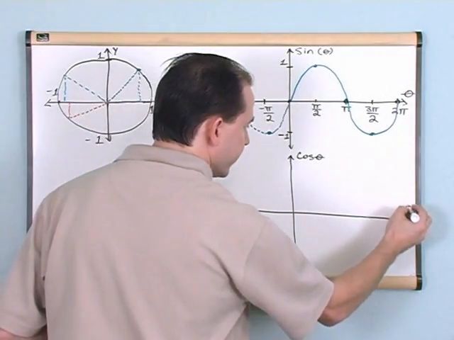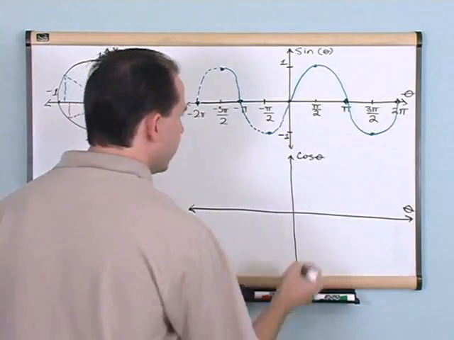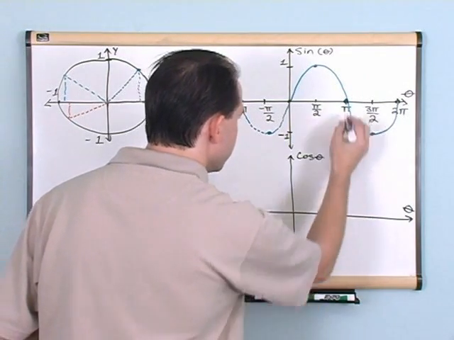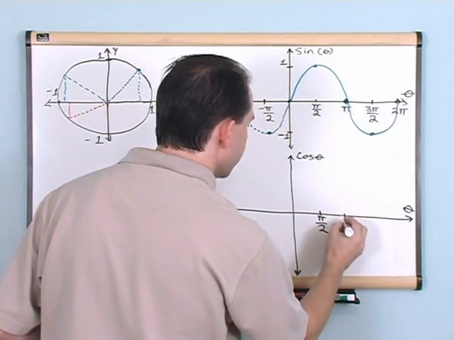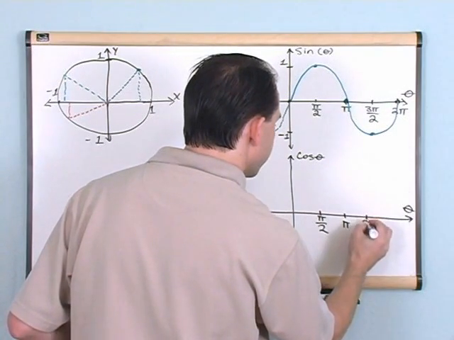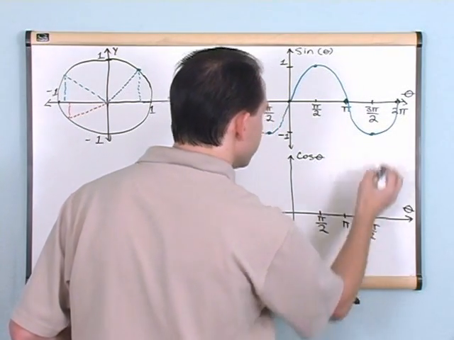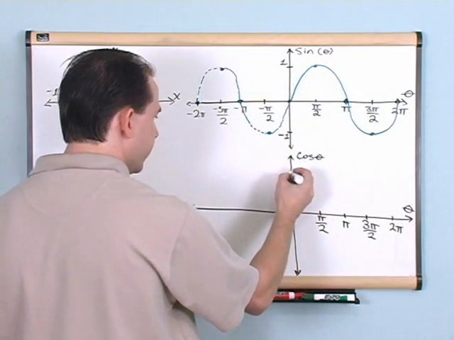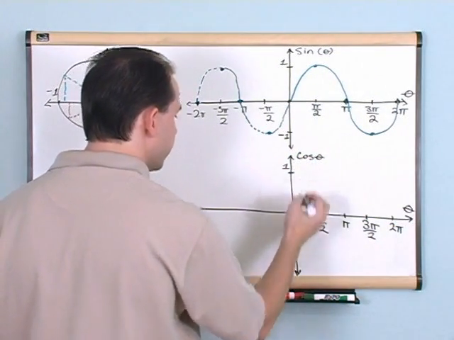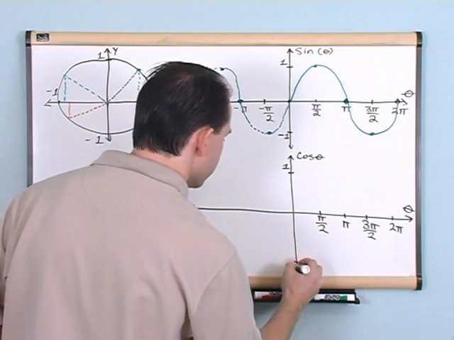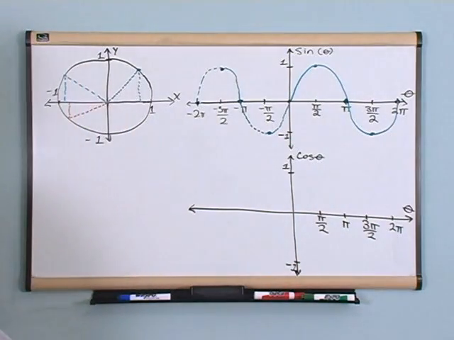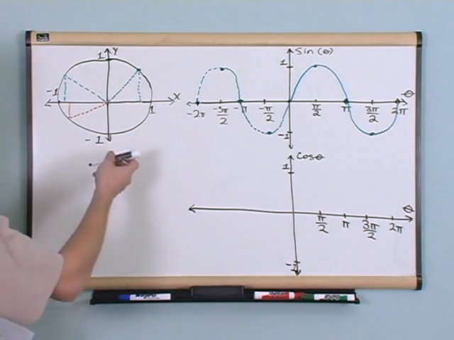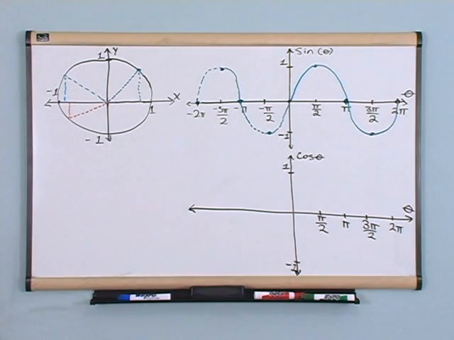Again, on this axis is theta, which are just angles. And again, I'm going to try to line these up. So I've got pi over 2, I've got pi, I've got 3 pi over 2, and I've got 2 pi. And again, it's not going to get any bigger than 1, and it's not going to get any lower than minus 1. The reason I know this is because we're talking about a unit circle here, and we're just not going to get any bigger than 1.